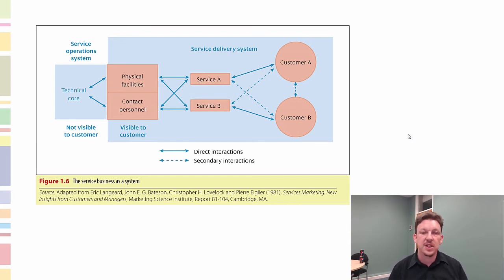So direct interactions here are, we're trying to deliver a service. We've got two customers, customer A and customer B, who will be present at the same time as the service. So we'll treat this as the hairdressing salon. We have two customers sitting side by side at the hairdressers. Customer A is getting haircut A, customer B is getting haircut B. You'll note the interaction effects. You're both at the salon, so the physical facilities are taking place.